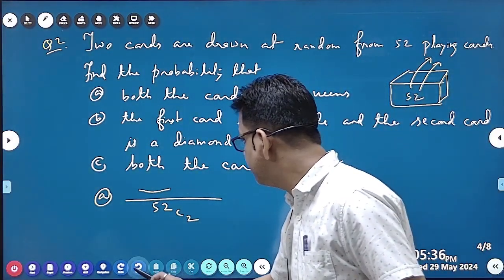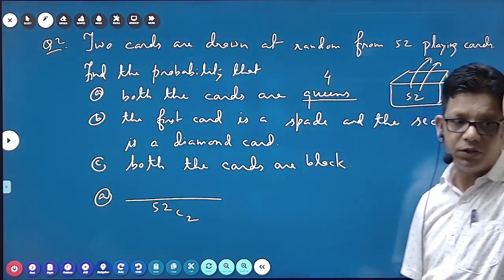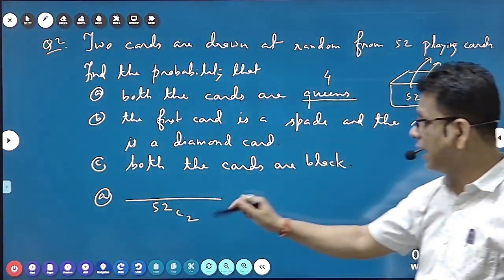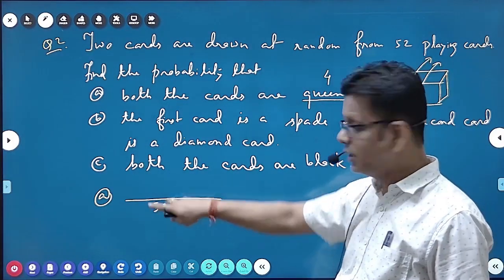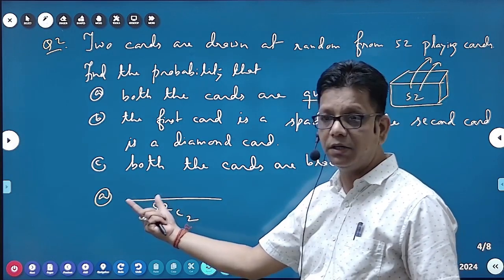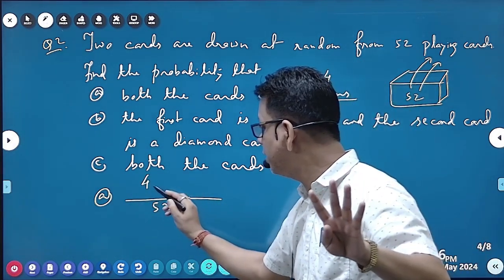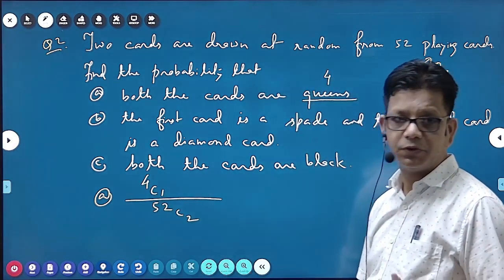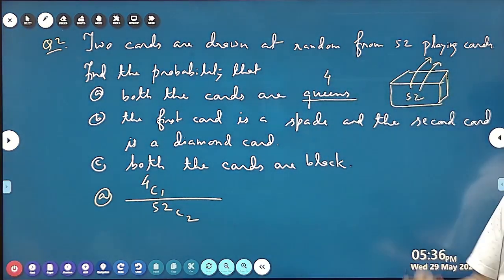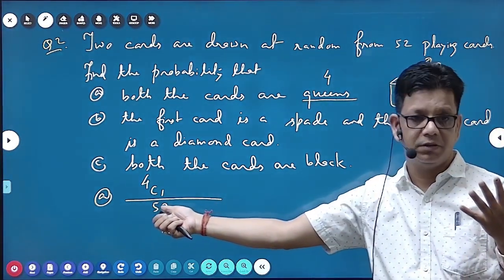So try to understand. There are only 4 queen cards. Although there are 52 cards, these 2 cards will be coming as queens. So go for the first card. How many queen cards are there? 4. Out of 4, any one you have to take only. Could you understand my point? 4 queen cards, 1 card should come in your selection. Done now?